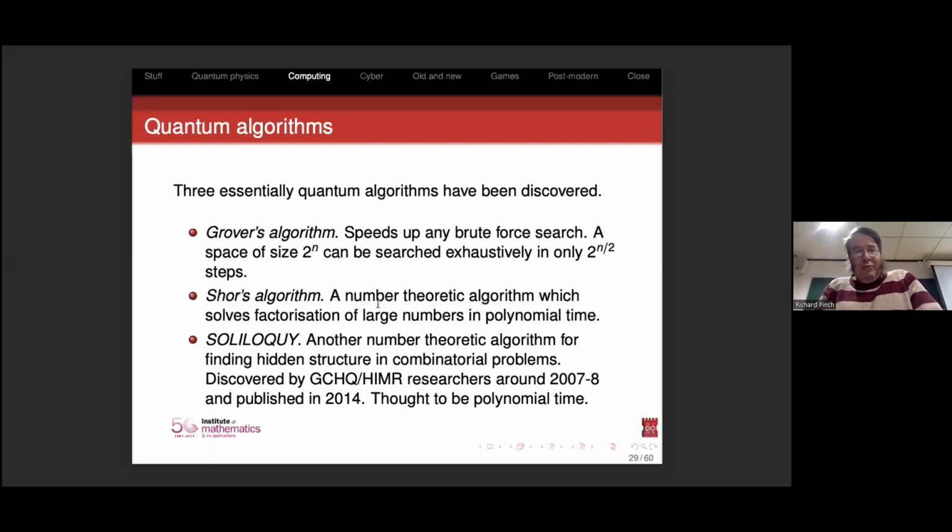And a third algorithm, which I'll call soliloquy, was discovered by a team of researchers working for me around 2007, and we were allowed to publish it some years later. It is for solving a particular kind of problem to do with finding short vectors in lattices, finding the hidden structure behind certain lattices. We believe it's polynomial time, but it's certainly sufficiently likely to be polynomial time that it had an effect.